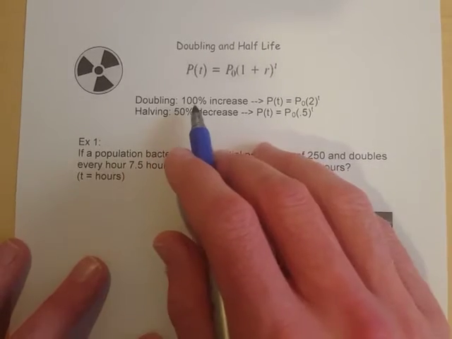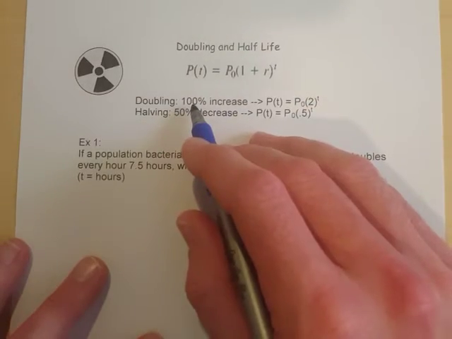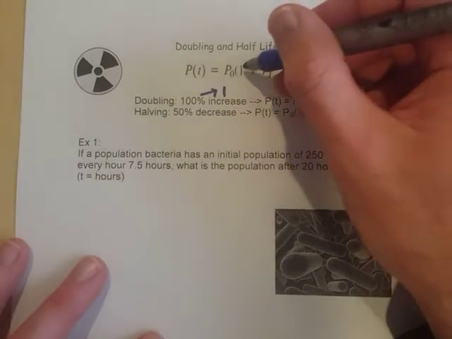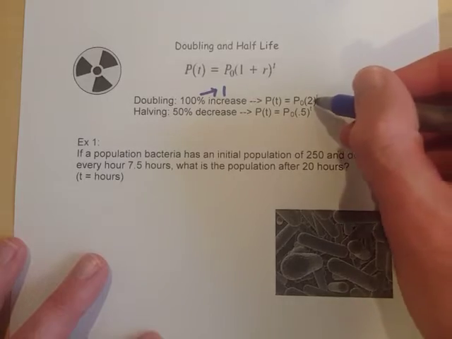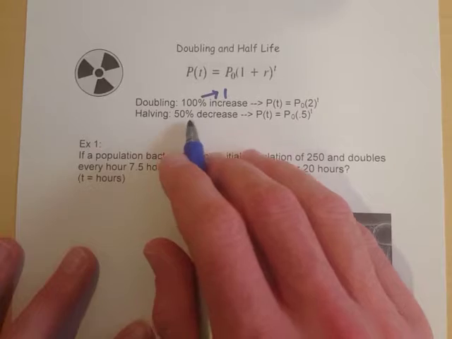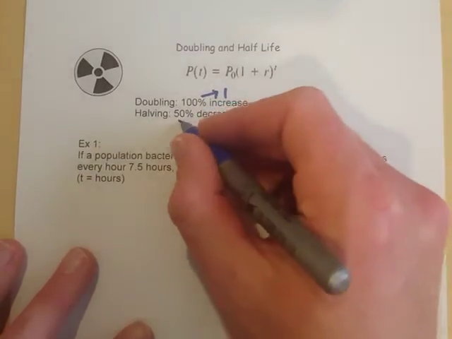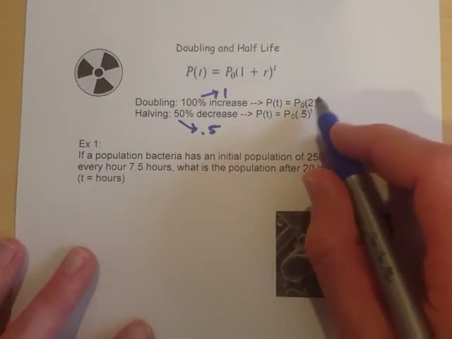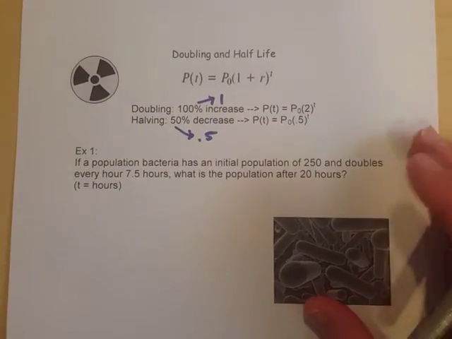So doubling means that we have a 100% increase. So if the rate is 100%, that converts to a decimal number of just 1. And so we would see 1 plus 1 in there. So whenever we're doubling, we just put a 2 on the inside as the growth factor because that's really what it is. When we're halving by 50%, it's a 50% decrease. That means that we're doing 1 minus 0.5. So that's why you'll see the 0.5 in here. These two just basically take into account the original function as you see there.